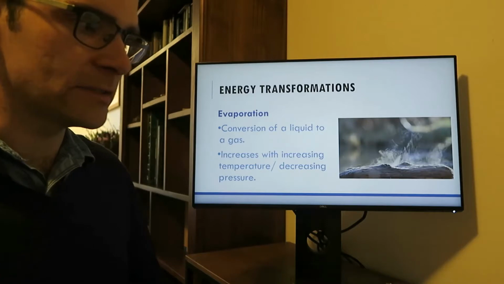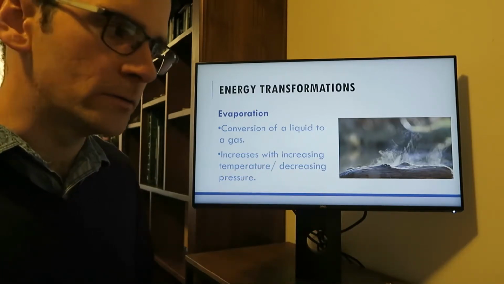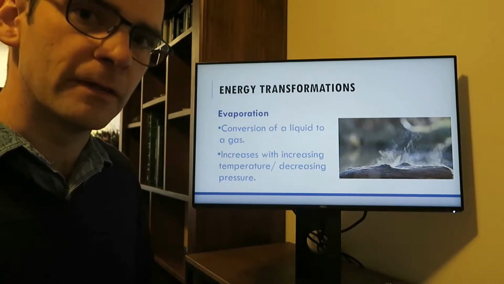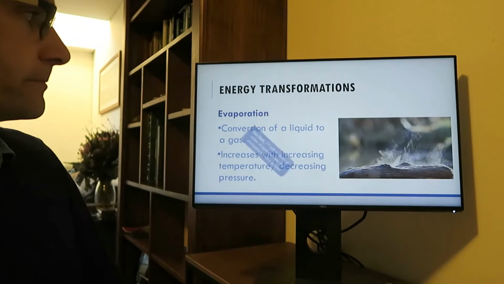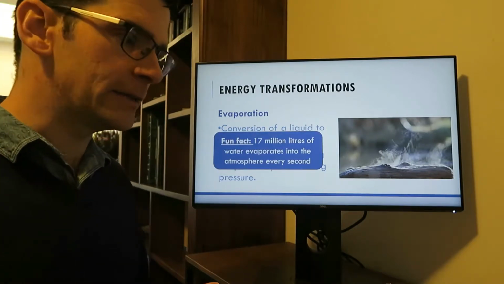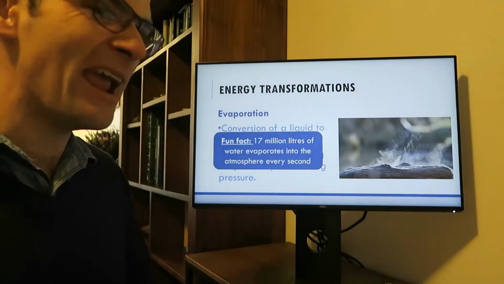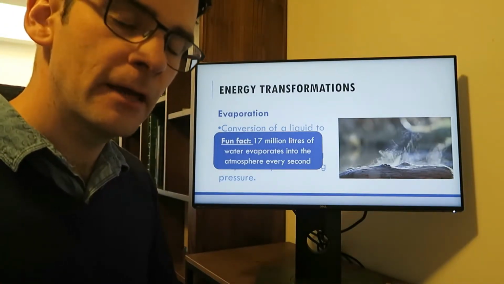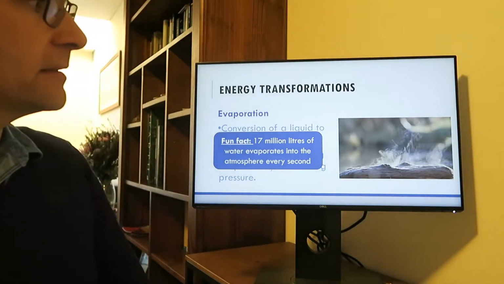That's why in the morning you'll start seeing this nice mist coming off a lot of the damp logs and even the roads and things like that, because the sun's starting to increase the amount of evaporation. Fun fact, I didn't know this, but 17 million litres of water evaporates into the atmosphere every single second, okay? So that makes evaporation a very important process in the water cycle.